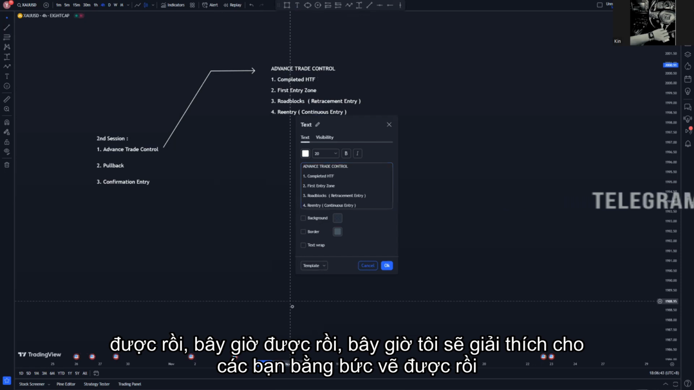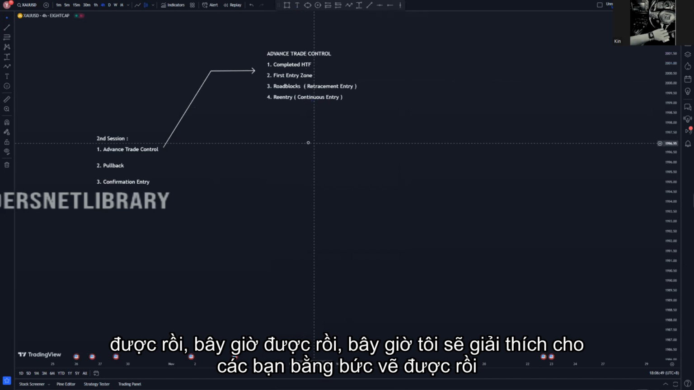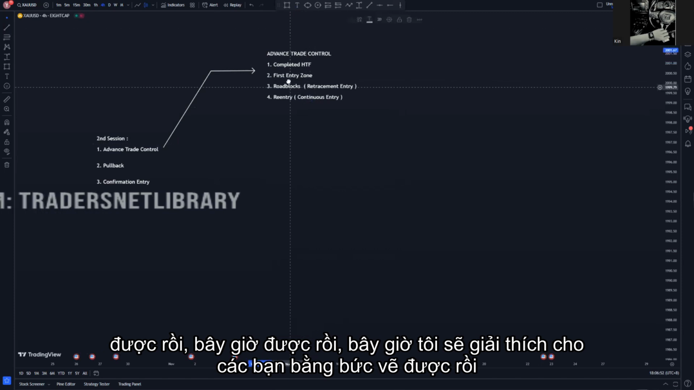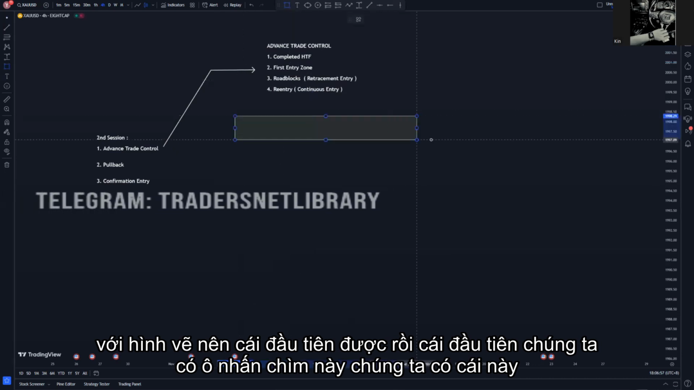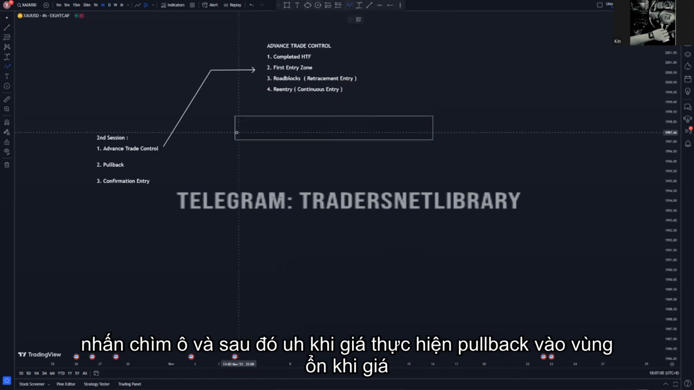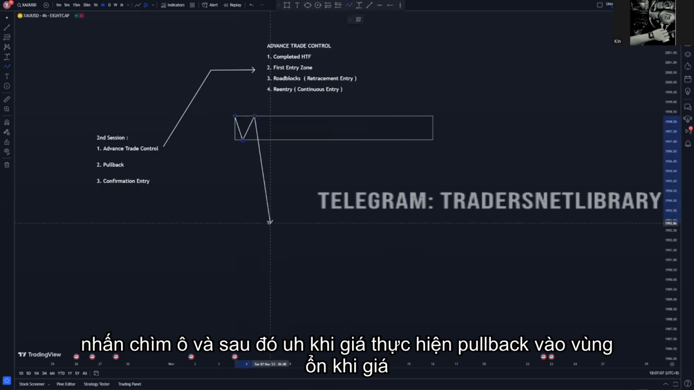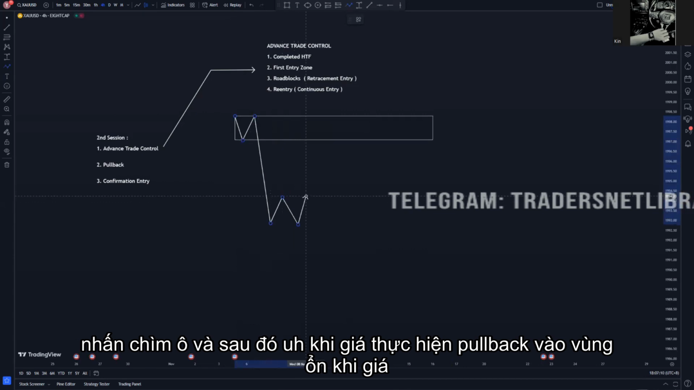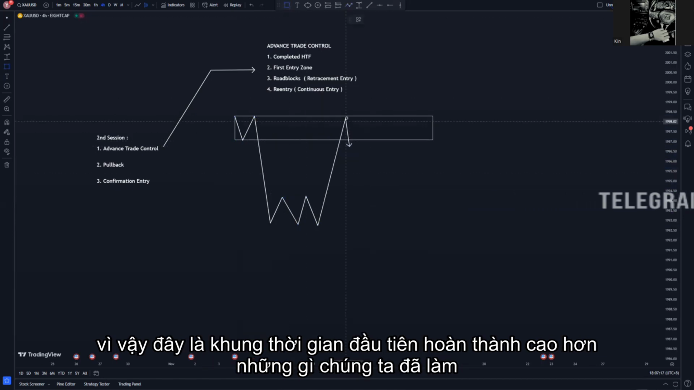All right. For now, I am going to explain to you guys with the drawing. The first one, we have this engulfing sell. And then when the price makes the pullback into the zone, the price creates the trade control at the current market price. So this is the first one, which is the completed higher time frame.